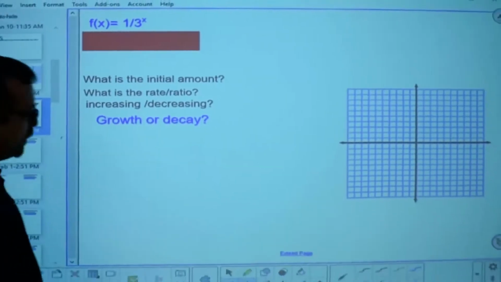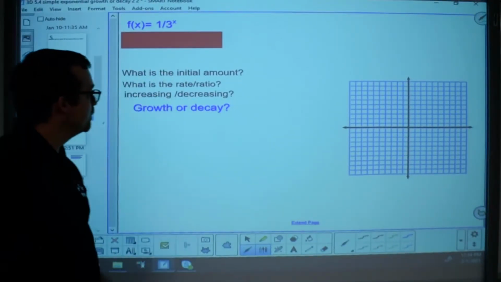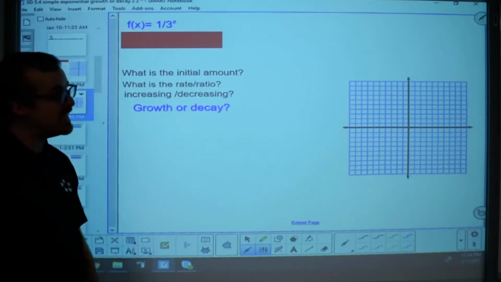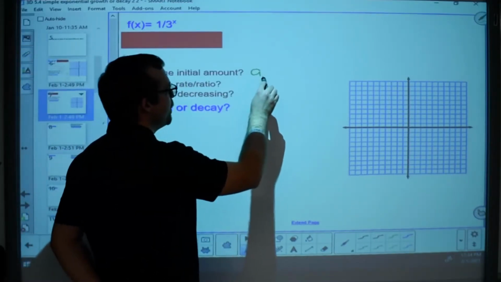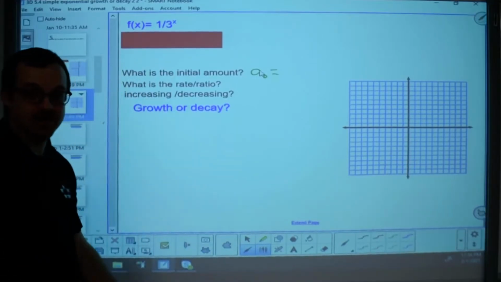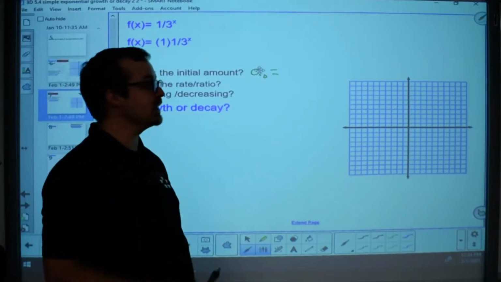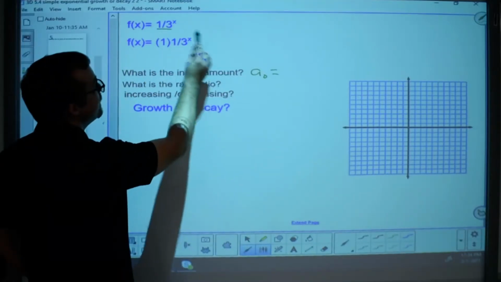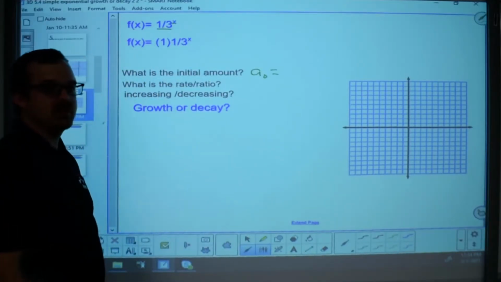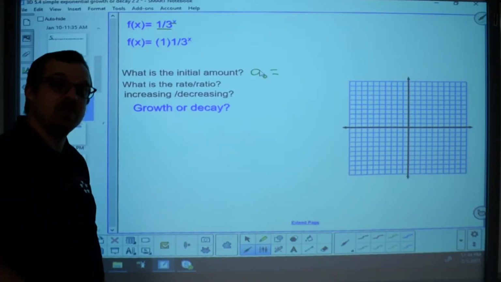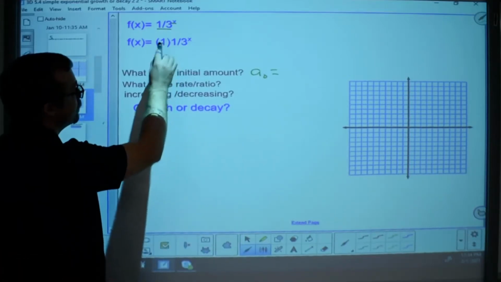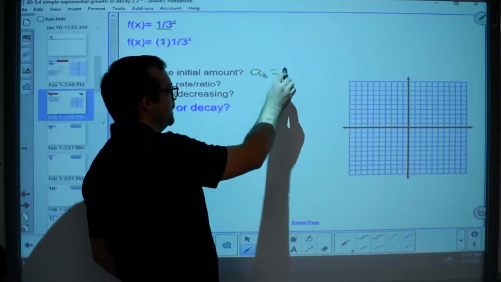All right, so we have 1/3 to the power of x. Well, what is the initial amount? If you put that the initial amount is 1/3, you got that one wrong. That's okay. You just made a mistake. We're going to learn from it. Remember that in front of the base of the exponent, the base is 1/3, the exponent is x, but what's in front of the 1/3? It's that creepy coefficient, the 1, right? So the initial amount here is 1 again.